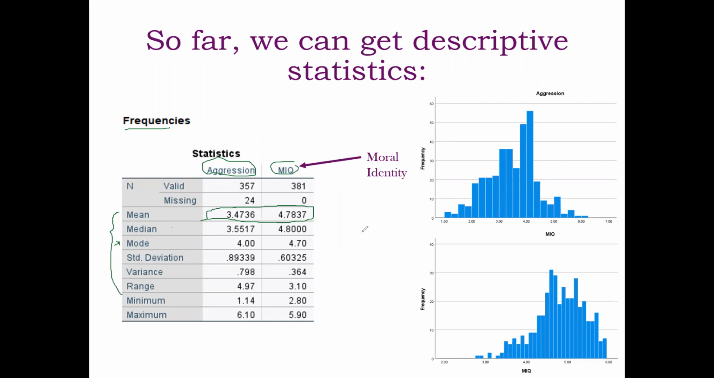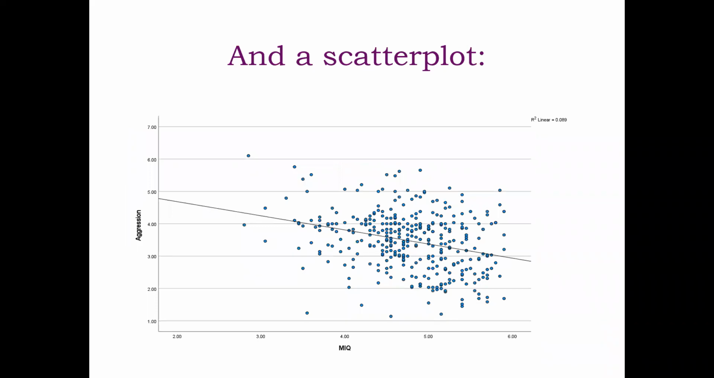We can also make histograms, right? We can see that it looks like moral identity has a bit of a negative skew, right? We can do all that so far. We also know how to add a scatter plot to it, right? You guys have learned how to do this, and we can see this is a negative relationship, right? As scores on moral identity increase, scores on aggression decrease.